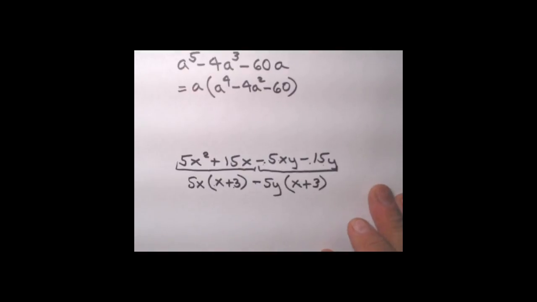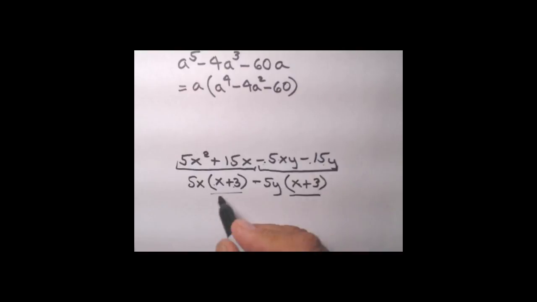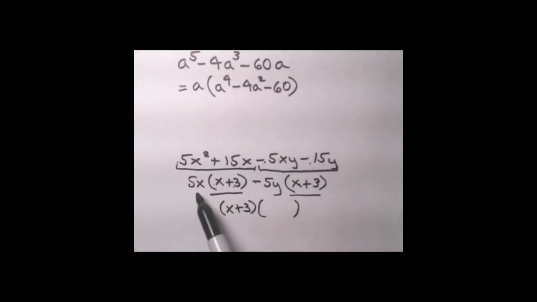Okay, well, this one we can factor. Notice we have a common factor now at the second level, x plus 3. So that's now our GCF. We factor that out and then put the leftovers in the second set of parens. And it's real easy to see the leftovers. 5x is what's left here and negative 5y there. So 5x minus 5y.